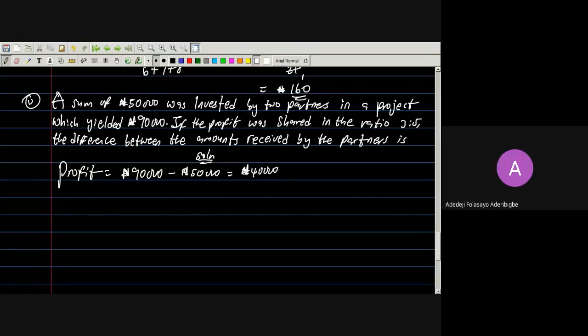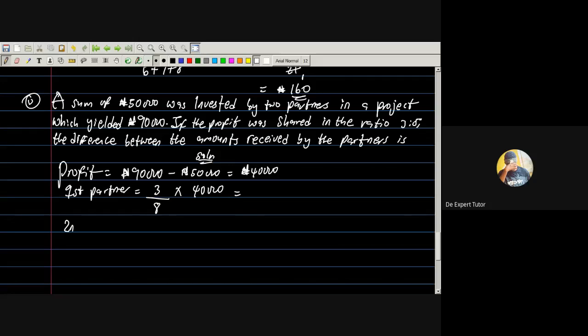So look at the first partner. What's the first partner taking? It's very simple. Remember, the ratio of the first partner is 3. So the first partner will take 3 divided by the total ratio. What is the total ratio? Don't forget how we do it. The total ratio is 3 plus 5, and that's 8. Then times 40,000 naira. Also, the second partner will take which share? What is the second partner's ratio? Sorry, not 8, 5, because this is 3 ratio 5.